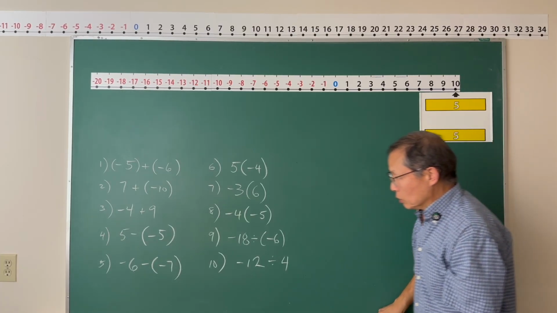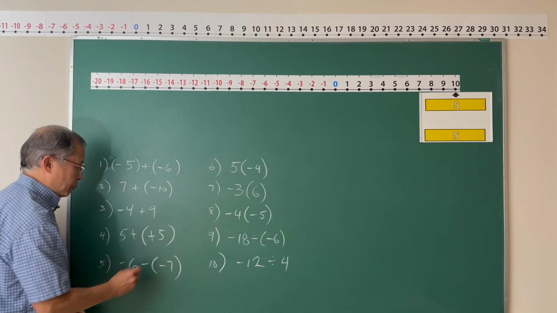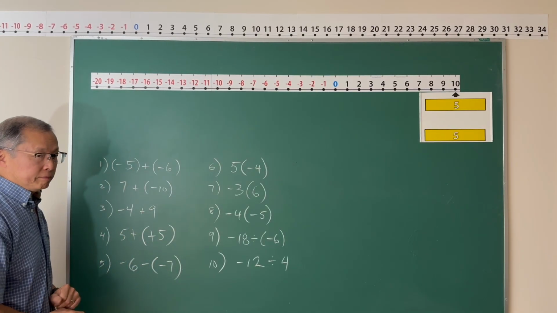Which is why we equate 5 take away -5 with add the opposite, which lands at 10.